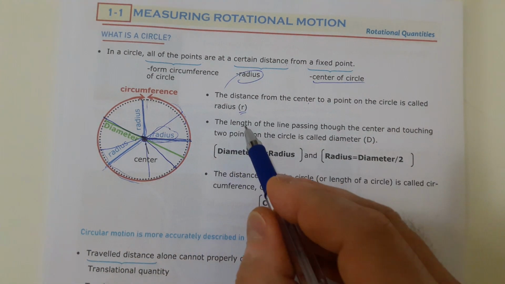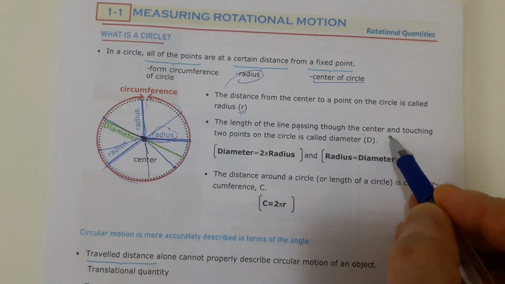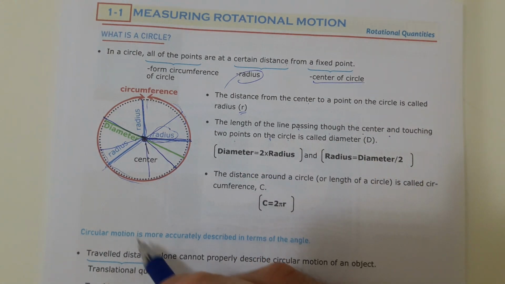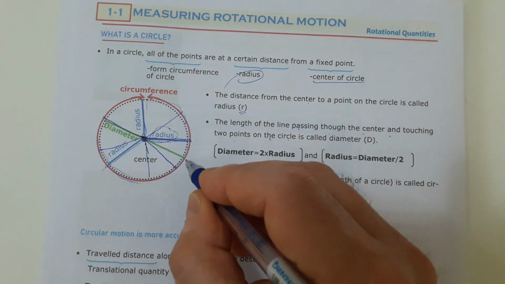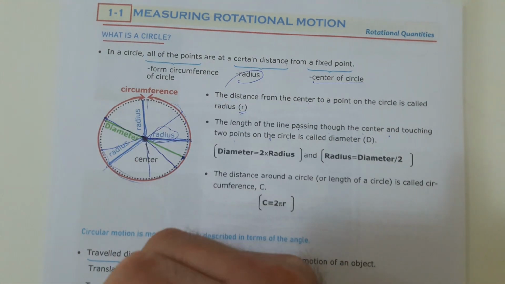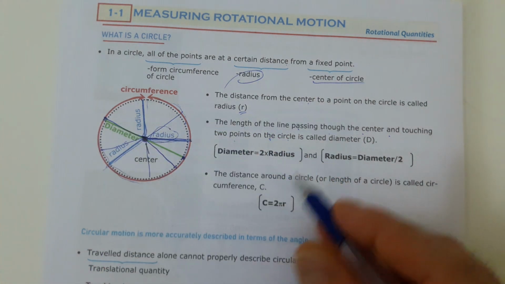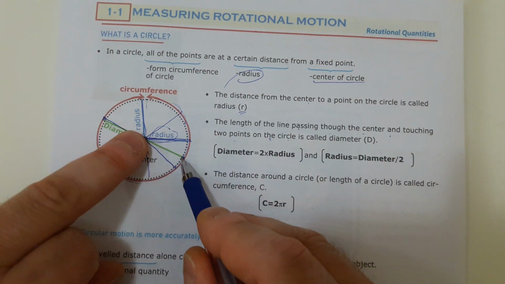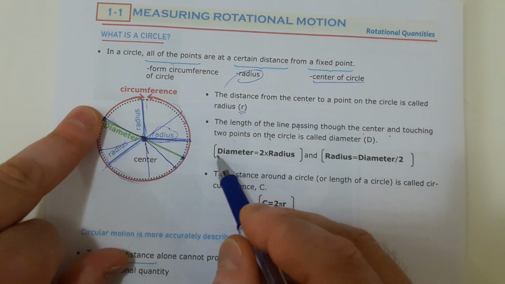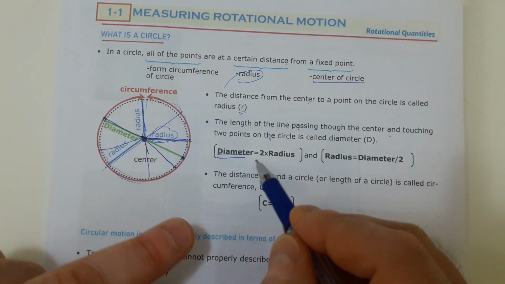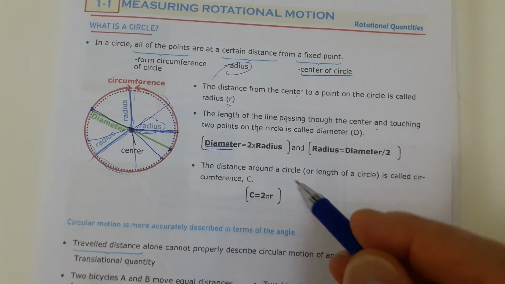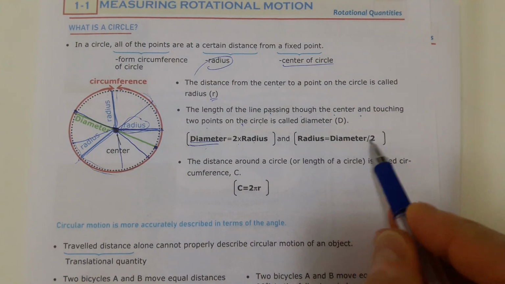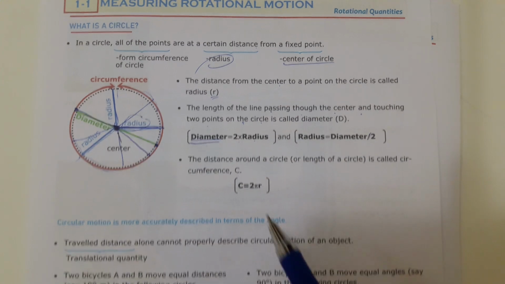But the length of the line passing through the center and touching two points on the circle is called the diameter. Look, this green line is passing through the center and touches two points on the circle. So this is the diameter. Diameter is twice the radius. This is one radius, this is another radius. That's why we multiply the radius by 2 to get the diameter, or to get the radius, we divide the diameter by 2.